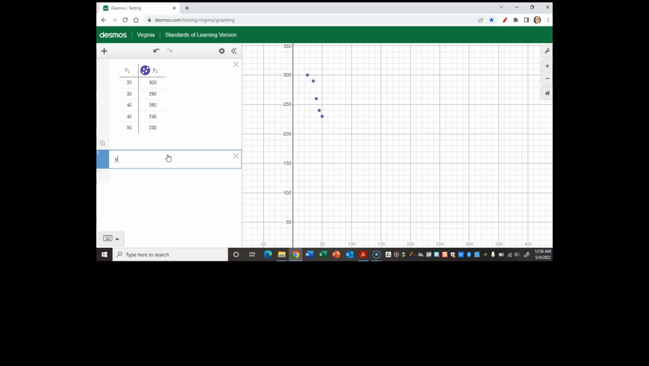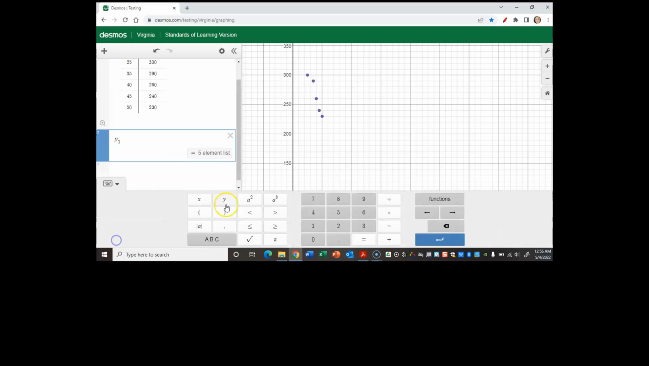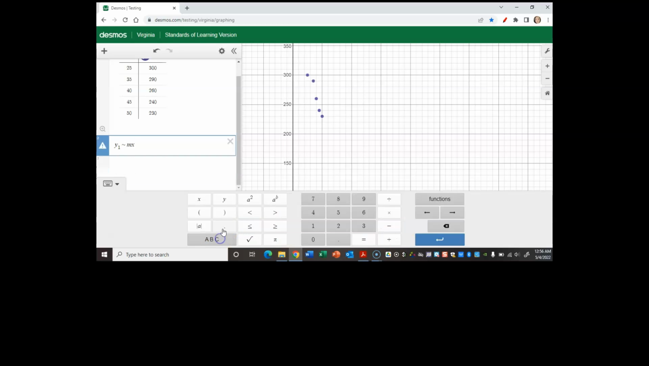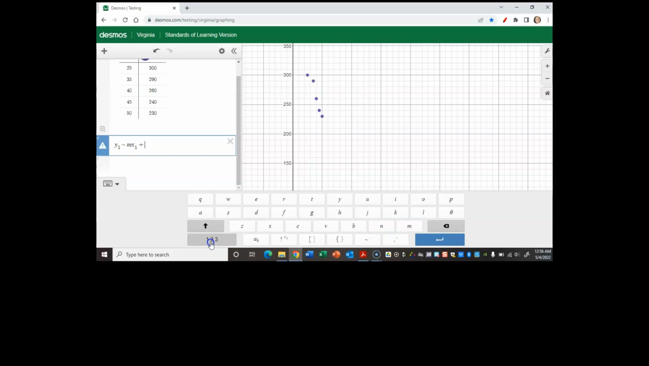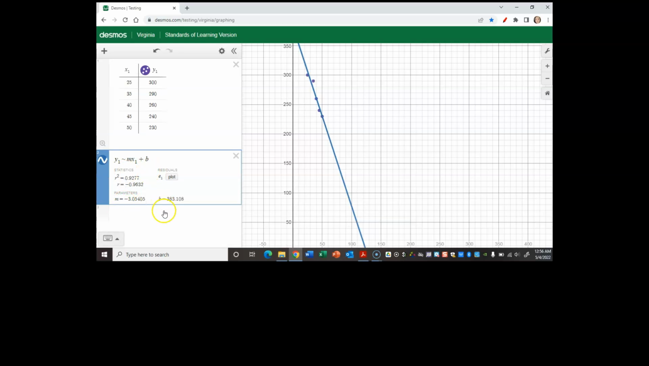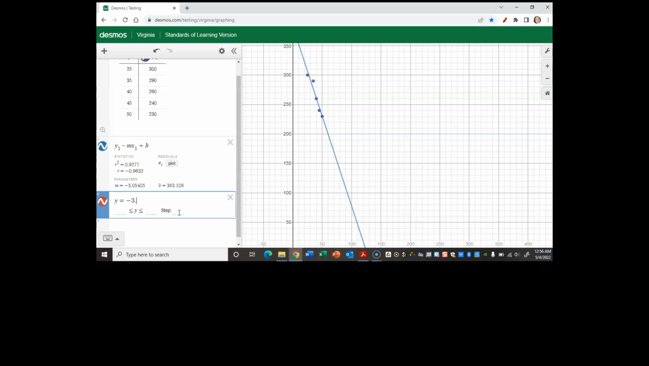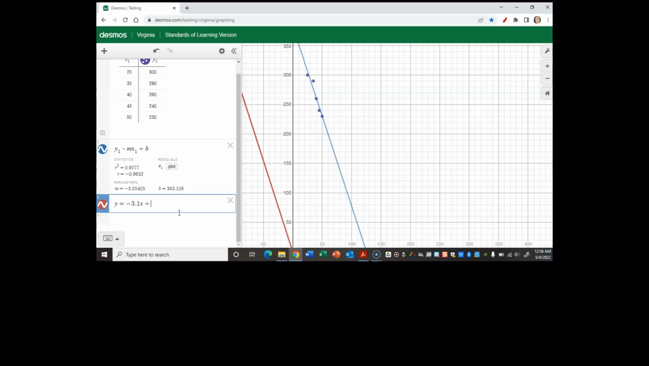So we're going to do y1 tilde, it's right here, make sure, and then mx1 plus b. You can use your computer keyboard to do that. Then you don't need anything else, just look at m and b. Those are your slope and y-intercept. Then we're going to round. So y equals negative 3.1x plus 383. Go ahead and type that, and you see that this line is a line of best fit.